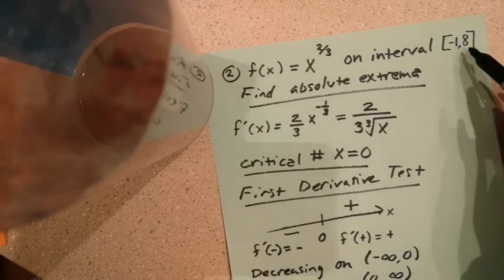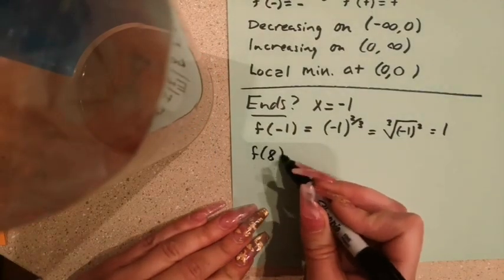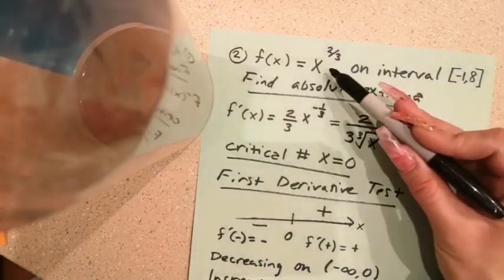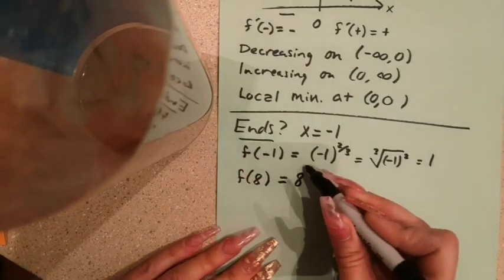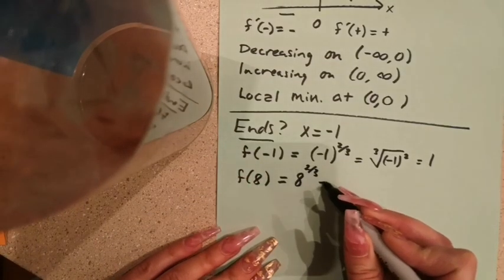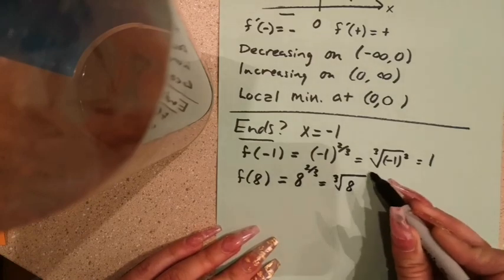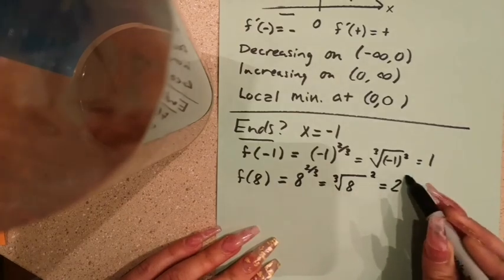What about the other end? The other end was 8. So what about f(8)? I plug 8 in here, so that's 8^(2/3), the same as the cube root of 8, squared. That's 2 squared, so 4.